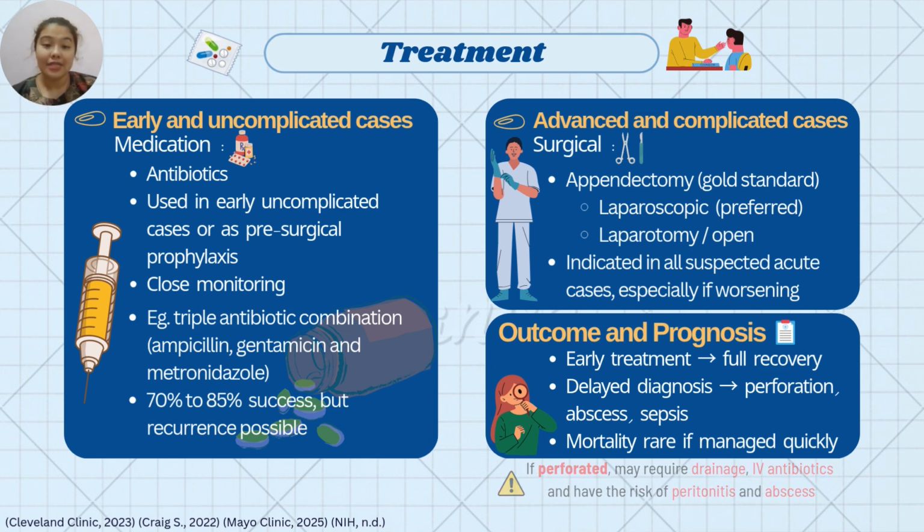The outcome and prognosis of treatment: when the patient has early treatment, they might get full recovery, but if the diagnosis is delayed, the patient might get perforation, abscess, and sepsis. Mortality is rare if managed quickly. So if perforation occurs, the patient may require drainage and IV antibiotics, and has the risk of peritonitis and abscess.